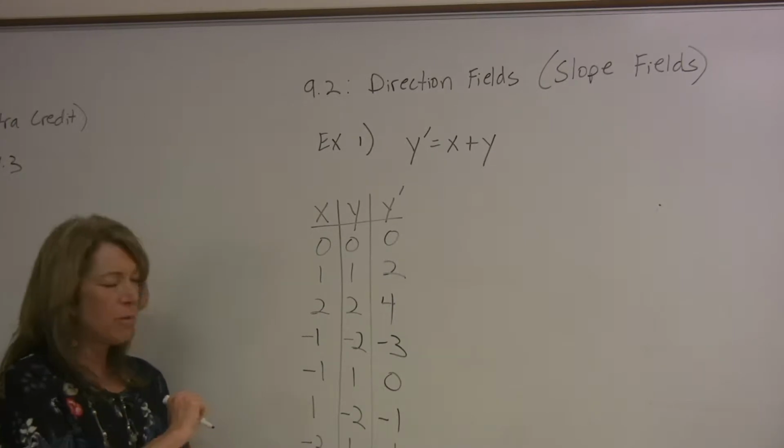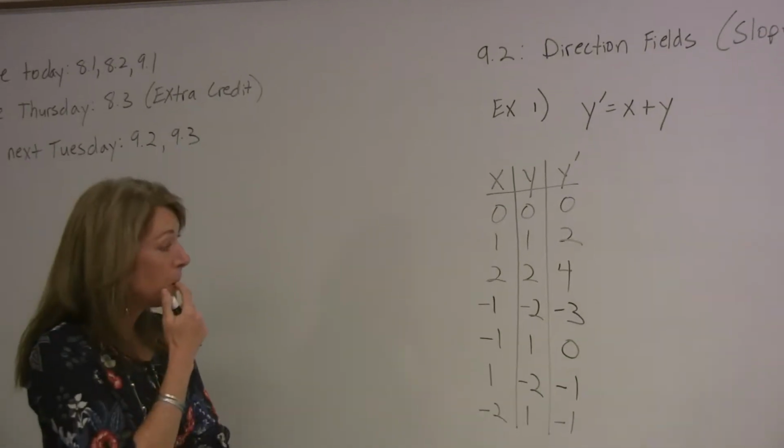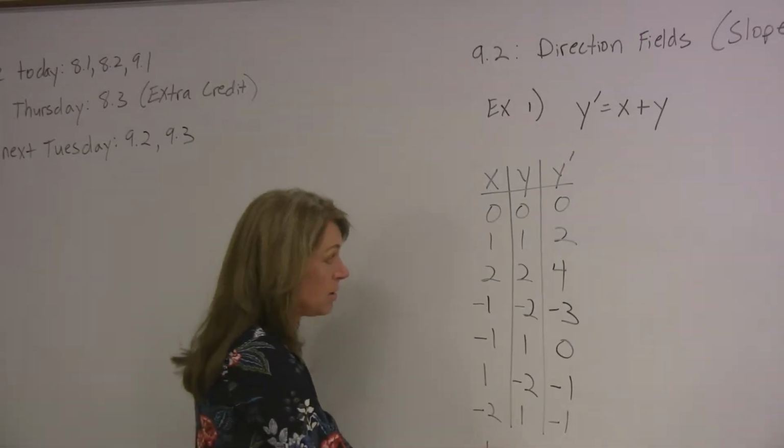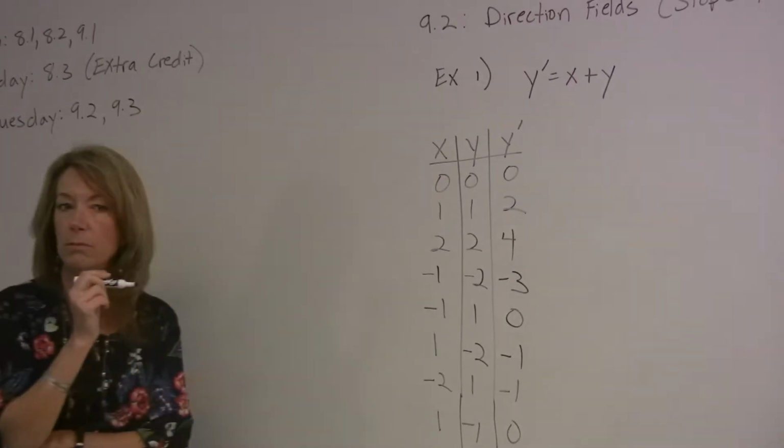And how about another one where the slope turns out to be 0? 1, negative 1? 0, 0 we already got. Okay, so here's some points. There's more we could do. We've just done some of them.